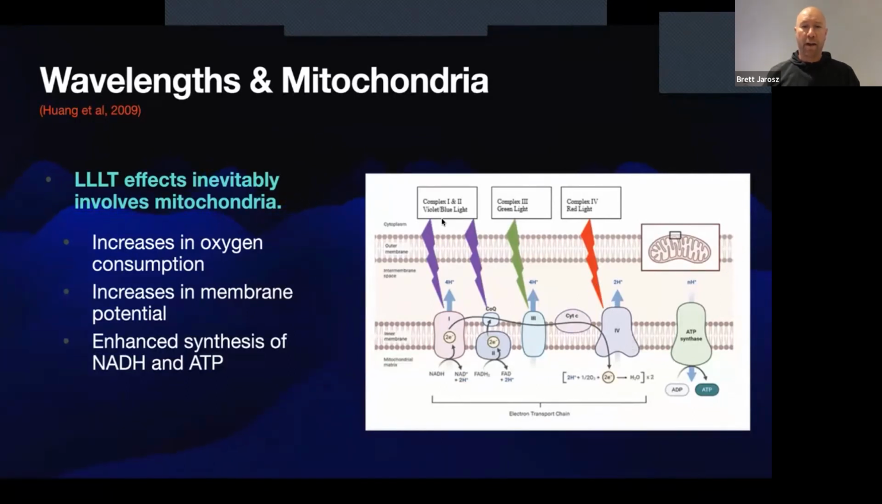But we started to talk about how violet has impacts on complexes 1 and 2, and now we're starting to see that green emerald light has an impact on complex 3. We know that if we influence the mitochondria, we start to influence that respiration chain. So we get increases in oxygen consumption, increases in membrane potential, and enhanced synthesis of NADH and ultimately ATP. So the colored lights absorbed by the chromophores get absorbed by different complexes within the mitochondria, and that helps the electron transport chain produce our cellular energy, which is ATP.